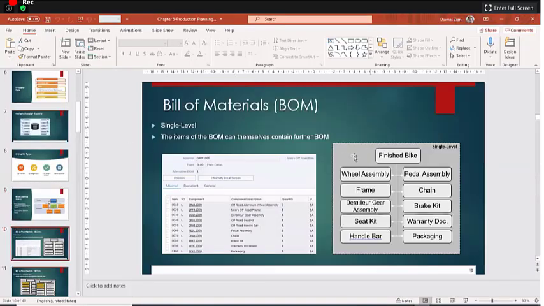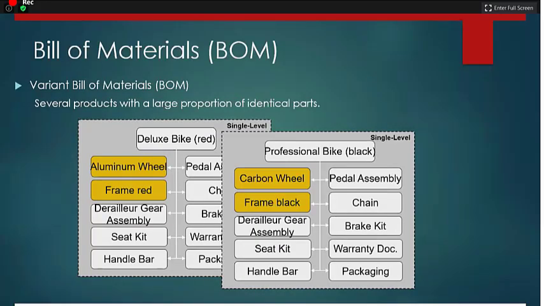The items themselves, the assemblies, are the BOMs. You can also have the concept of a variant of a BOM. A variant is when you have several products with a large portion of identical parts. Here we have two variants of the same BOM.